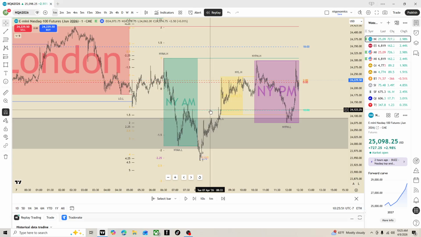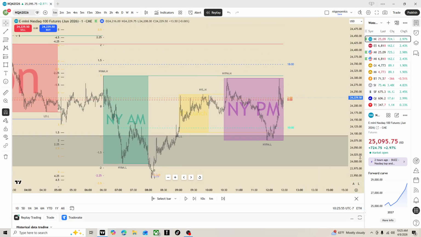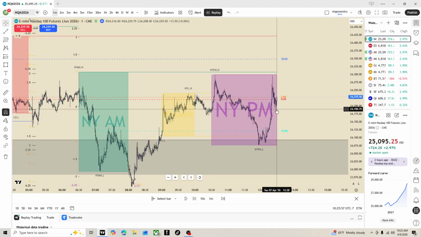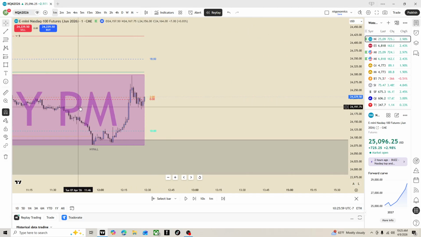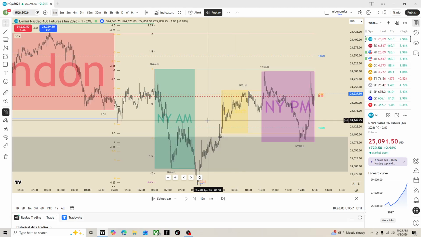risking 30 points. So in reality, it doesn't play out every day, obviously, and you need to know when to take the trade and when to just fade it. But this is a really good tool.